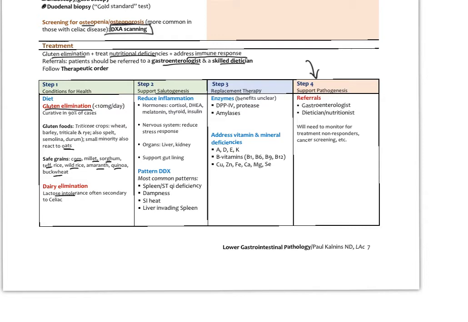From the salutogenic perspective, we would want to really reduce the inflammatory process. So working with stress hormones, working with the autonomic nervous system. Again, this is where acupuncture can come in to increase parasympathetic activity, supporting organ systems and supporting the gut lining. And these are our most common patterns in CCM: more of a spleen, stomach chi deficiency, dampness, small intestine heat, liver invading spleen. So you differentiate that and give the appropriate herbal therapies.